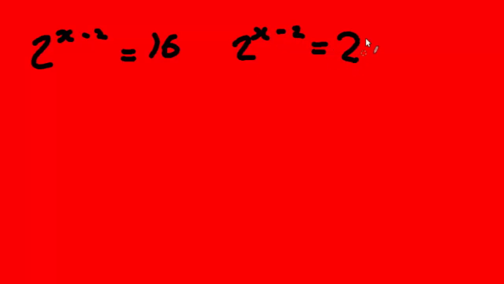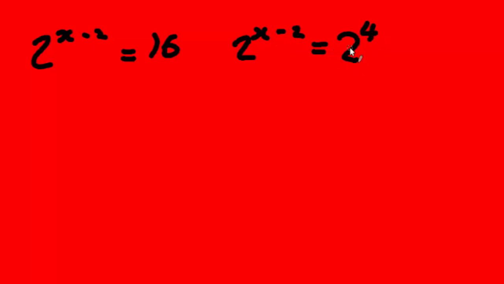Now, the secret for all of these is to rewrite the base. Not all of these actually, just questions 1, 2 and 5. The parts 3 and 4 I'll show you in 1 second. So 2 to the x minus 2 equals 16 was the first question. I hope you recognise that 2 to the power of x minus 2 equals 16 is exactly the same as 2 to the power of x minus 2 equals 2 to the power of 4.